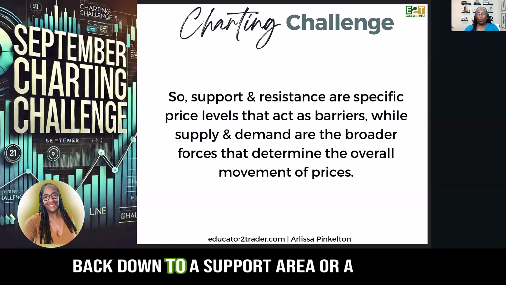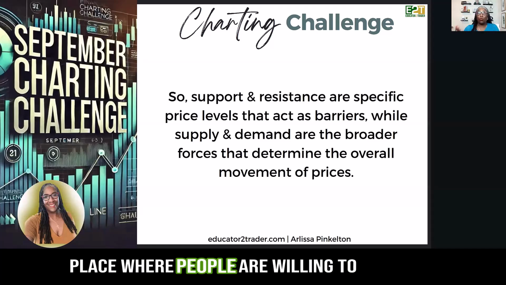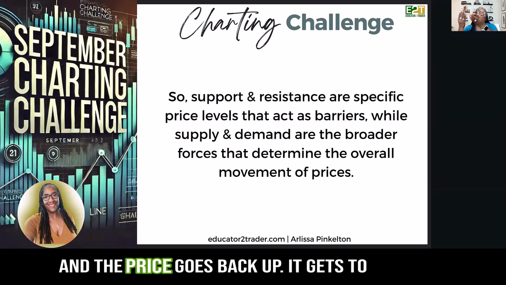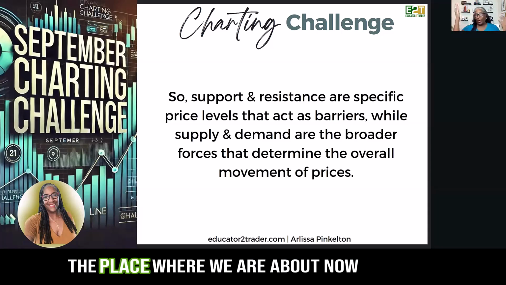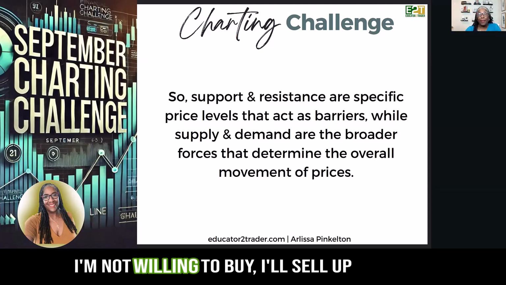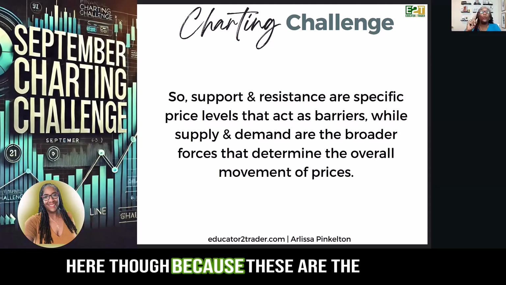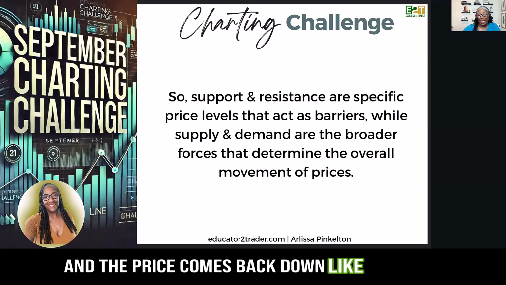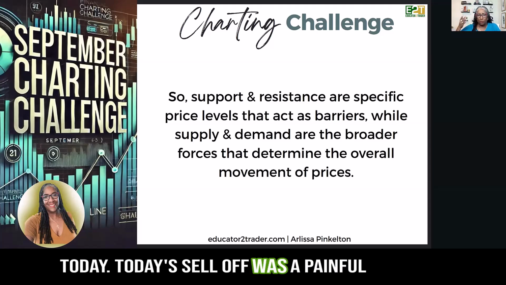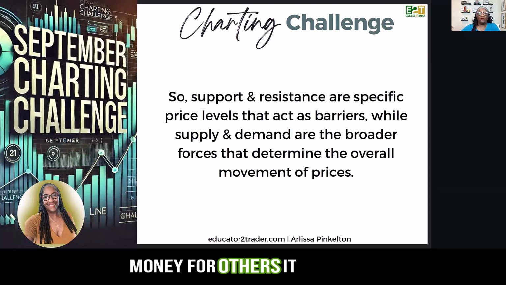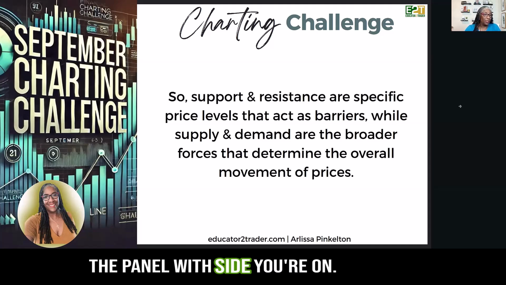It comes back down to a support area, a place where people are willing to buy at that price, and then they buy and the price goes back up. It gets to the place where we are about now, and people say, I'm not willing to buy up here. I'll sell up here though, because this is a great place to sell, and the price comes back down. Like today. Today's sell-off was painful for some, and a lot of money for others, all depending on which side you're on.